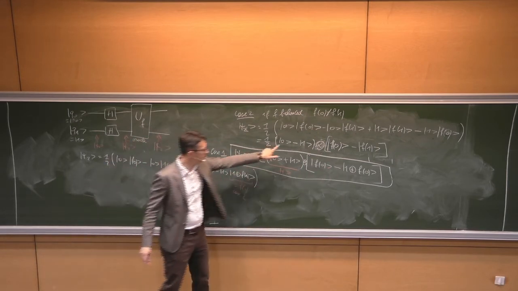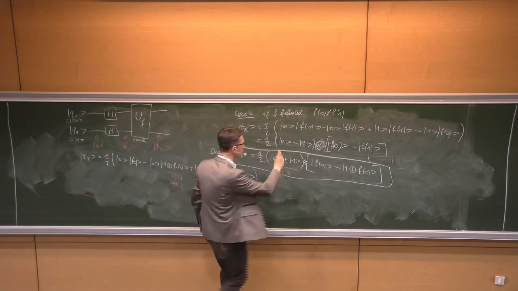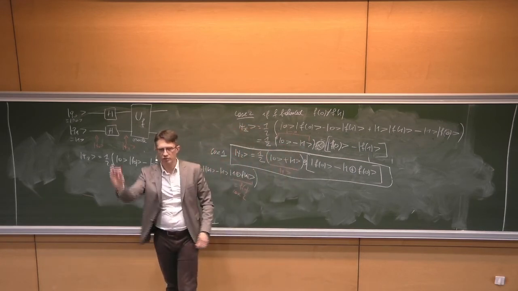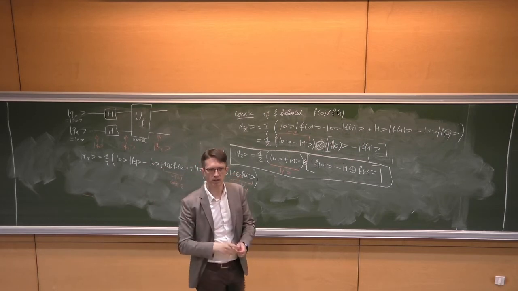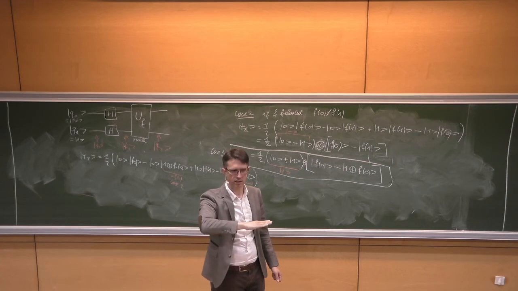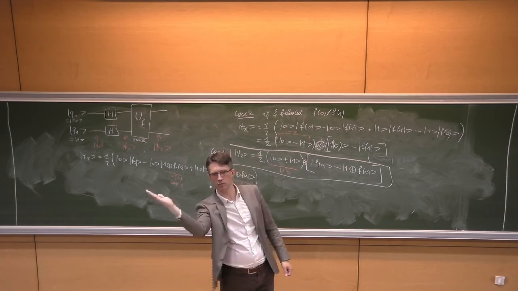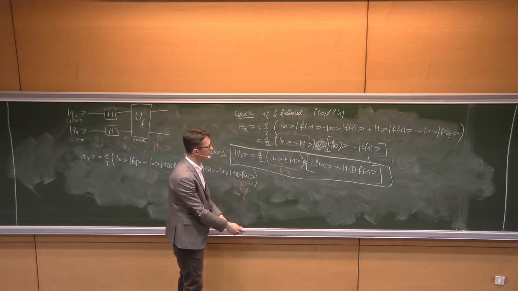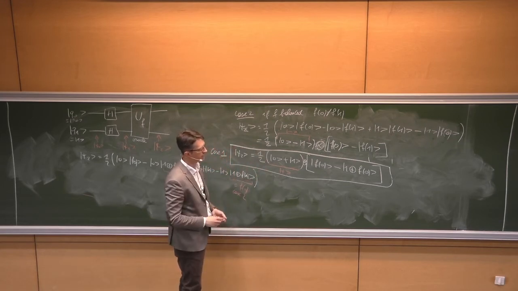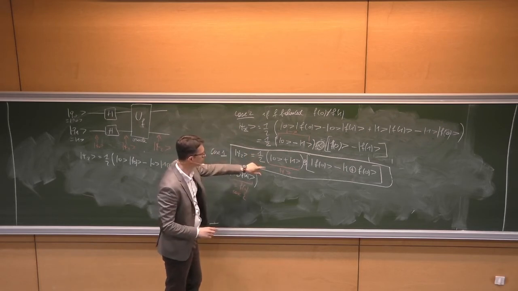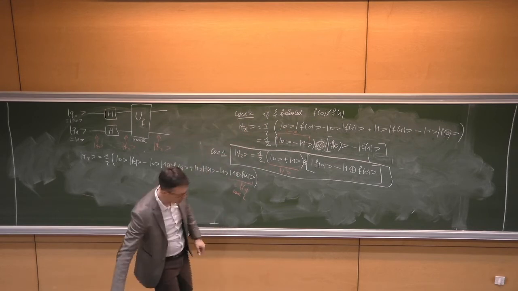And now this state is the anti-diagonal state. I remember if 0 is like this and 1 is like this, then 0 plus 1 is like this, and 0 minus 1 is like this in terms of vectors in 2D. Okay, so this is for case 1. That's what we found, and this is for case 2.